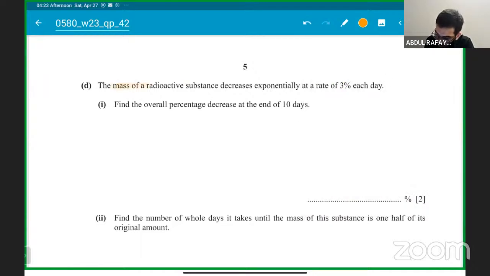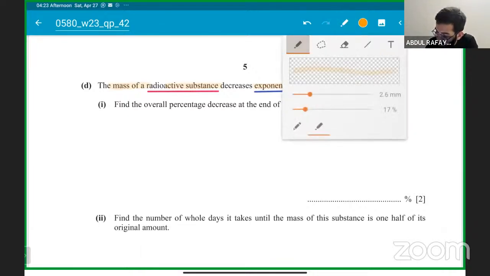Okay, so the mass of a radioactive substance decreases exponentially. The mass of a radioactive substance, forget what is radioactive substance, something chemistry physics terms, I don't know about it at all, ठीक है। एक्सपोनेंशियली डिक्रीज कर रहा है, दैट इज मैथ्स टर्म, दैट इज व्हाट आई नो अबाउट इट, ठीक है। तो एक्सपोनेंशियली डिक्रीज कर रहा है, इसका मतलब ये परसेंटेज वाइज में डिक्रीज कर रहा है एट द रेट ऑफ 3% ईच डे। इज एवरीवन गेटिंग इट?